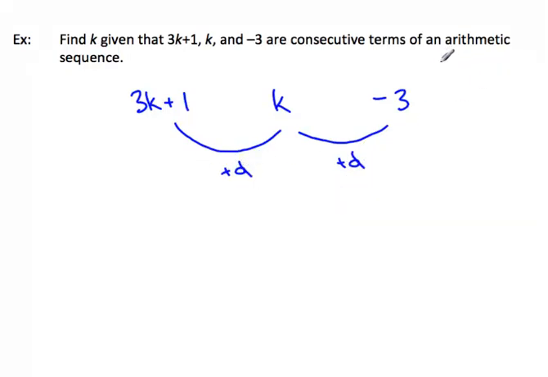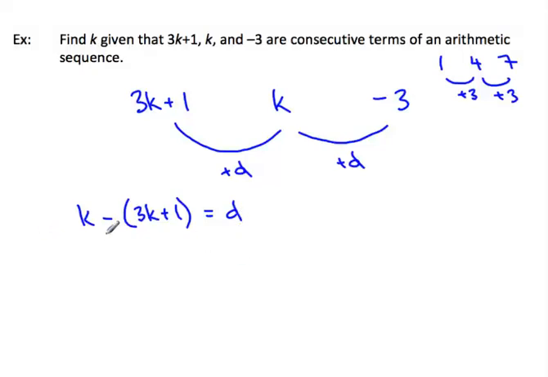Now how do we figure out what that difference is? Well, let's think of an analogous situation. In the arithmetic sequence 1, 4, 7, we know the common difference is 3. How do we get that? Well, we can take 4 minus 1 to get 3, or we can take 7 minus 4 to get 3. So we do the same thing here. To get this common difference, we take k and we subtract 3k plus 1, and that has to equal d. If we're careful of our brackets and our negative signs, we get k minus 3k minus 1 is equal to d. So negative 2k minus 1 is equal to d.